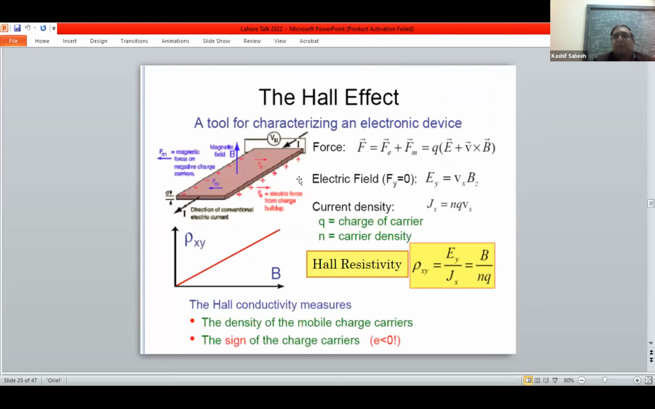So before I talk about the quantum Hall effect, just to remind you of the classical Hall effect. Classical Hall effect, Edwin Hall, 1879 standard.